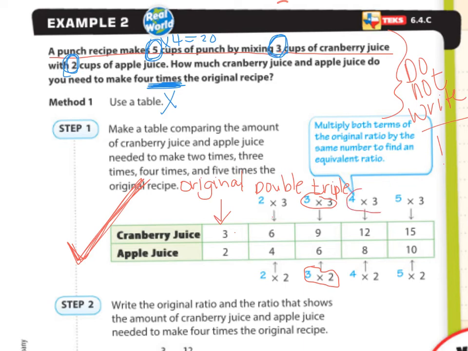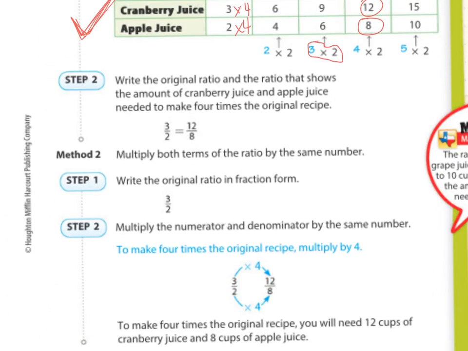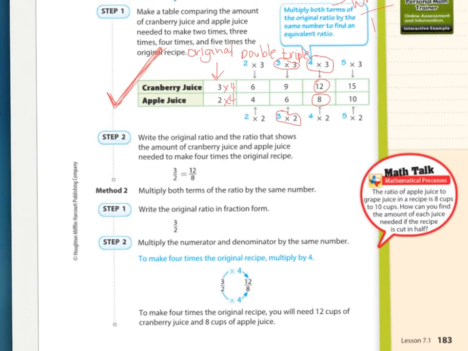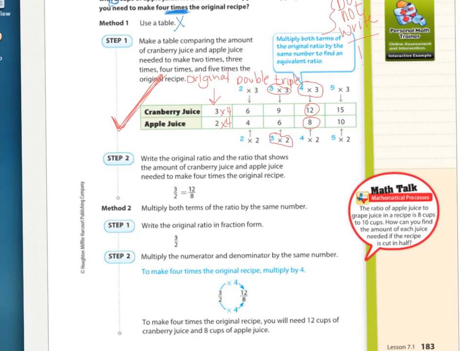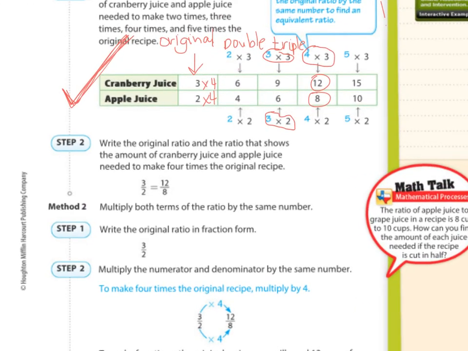This is the one that they're asking for. This is quadruple. So take it times 4. 3 times 4 is 12, and 2 times 4 is 8. Okay, so you would need 12 cups of cranberry juice and 8 cups of apple juice.